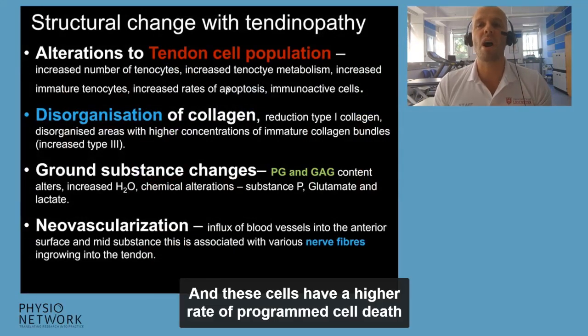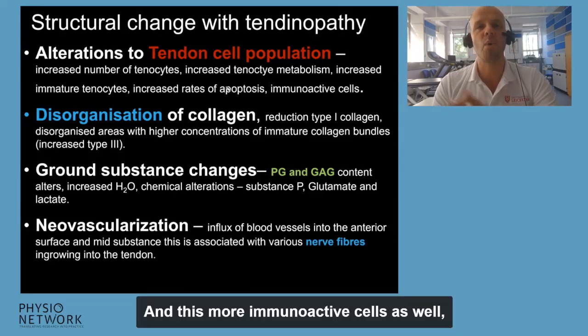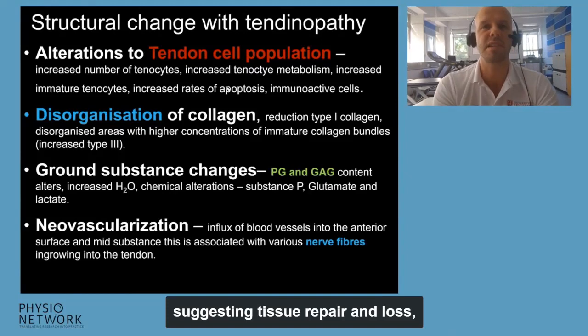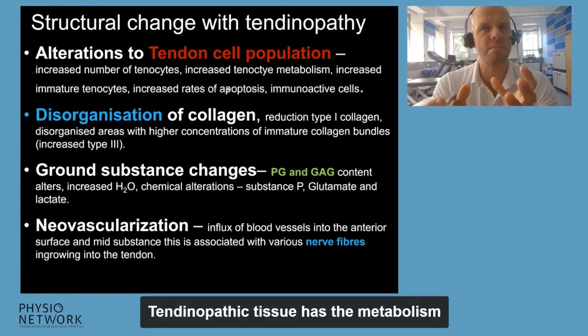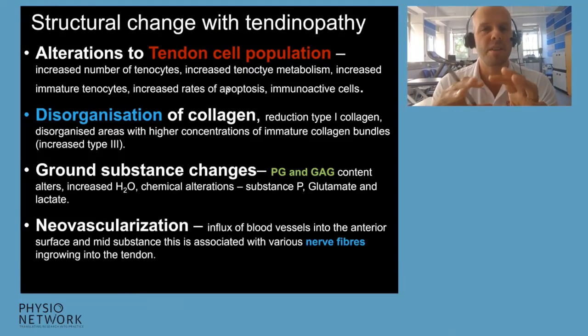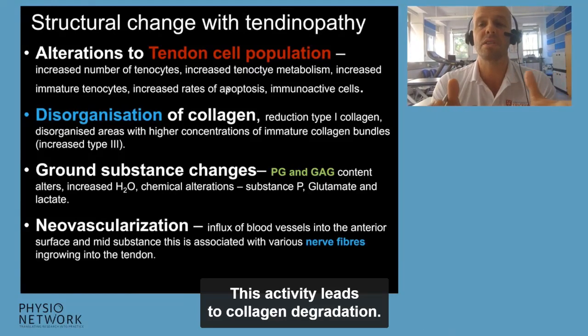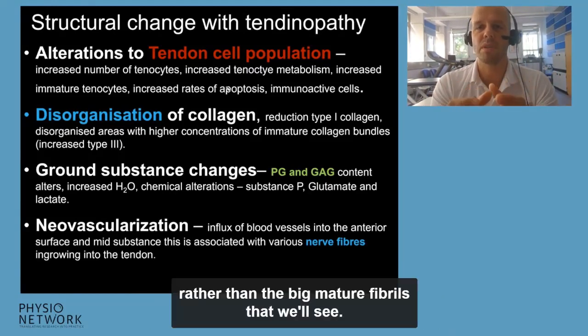And these cells have a higher rate of programmed cell death, which is what apoptosis is. And there's more immunoactive cells as well, suggesting tissue repair and loss are raised quite significantly. Tendinopathic tissue has a metabolism about 6 times that of normal tendon tissue. This activity leads to collagen degradation. There's more immature collagen bundles rather than the big mature fibrils that we'll see.